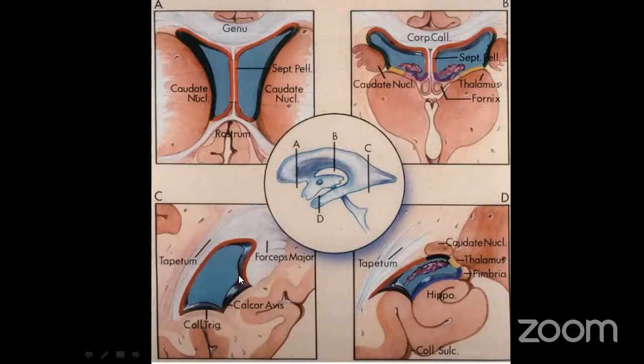Again, in this structure, we have taken a cut section at the level of the trigone of the lateral ventricle. So this is a cut section at the level of trigone. This is the medial wall at the level of trigone. This is the lateral wall at the level of trigone.